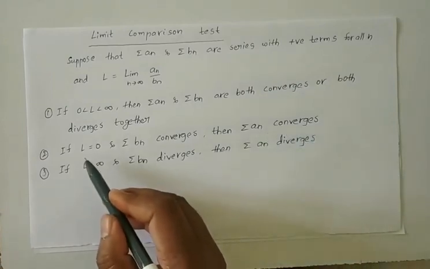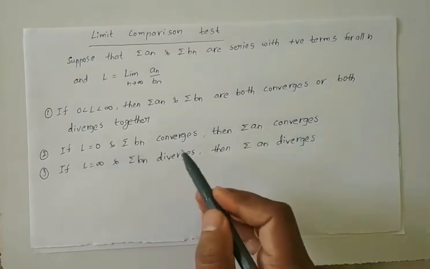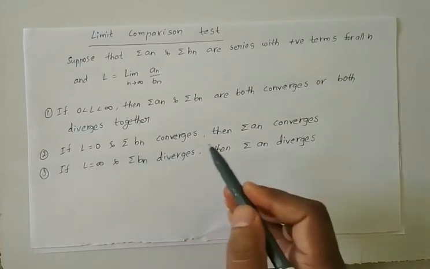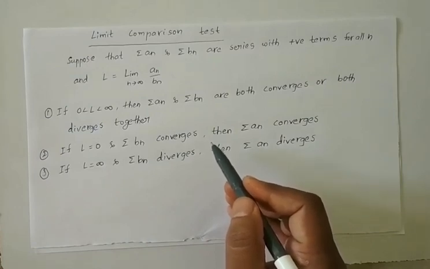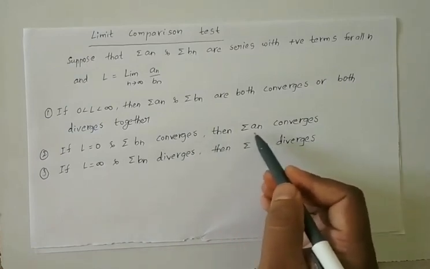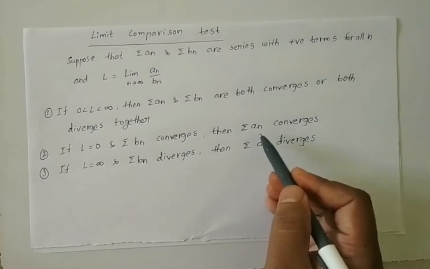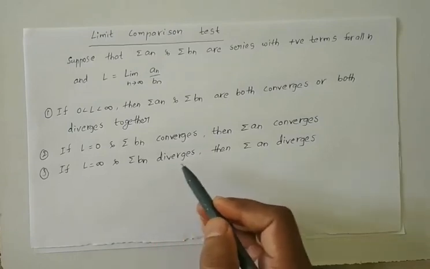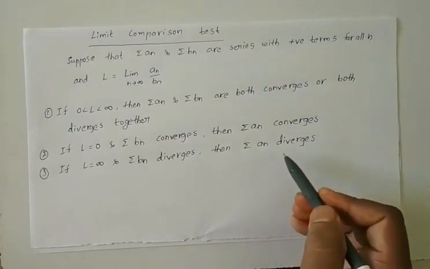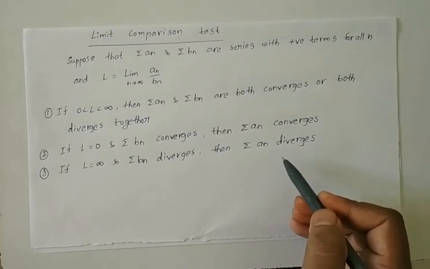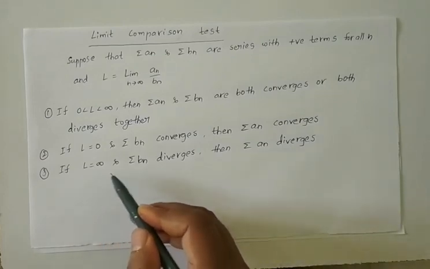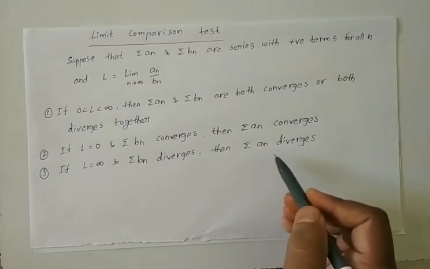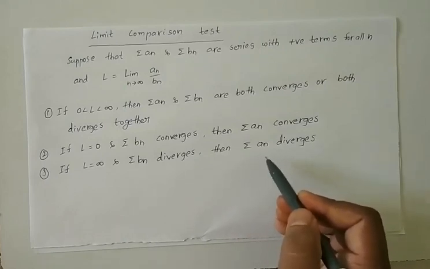Suppose L is equal to 0 and summation bn diverges, what happens? In this case we cannot say anything about the series summation an. Third one, if L is equal to infinity and summation bn diverges, then summation an is also divergent. Suppose L is equal to infinity and summation bn converges, then in this case we cannot say anything about the series summation an.